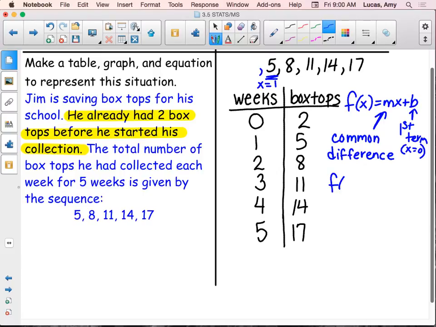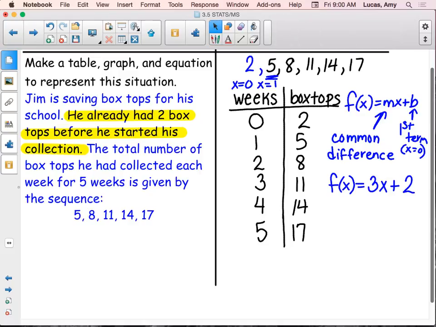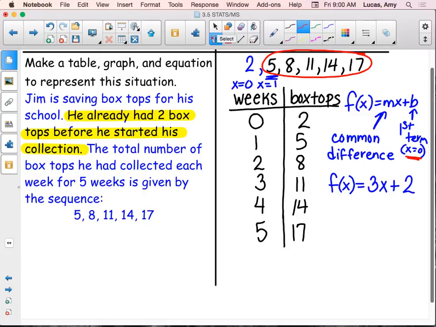My common difference on the sequence, these are going up 3 every time. And then my first term, when x equals 0, if I go back 3, that gives me the 2. F of x equals 3x plus 2. So again, making sure you understand this, the sequence as it was given did not start at x equals 0. It started with week 1. So it was week 1, 2, 3, 4, and 5. So we need to figure out the value for our sequence when x equals 0. So we've got to take the common difference, go back to find the value at x equals 0. And it's also given over here in the word problem. He already had 2 box tops. So there's 2 different places that you can find this value for your table and this value for your equation.